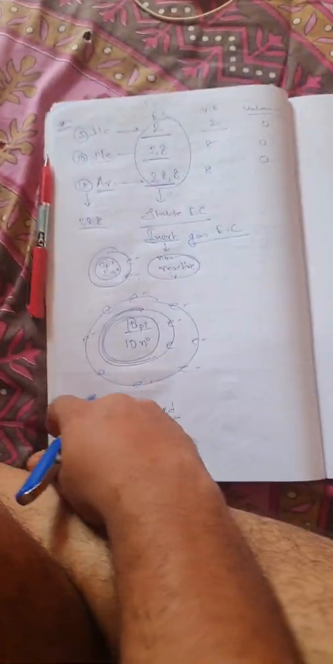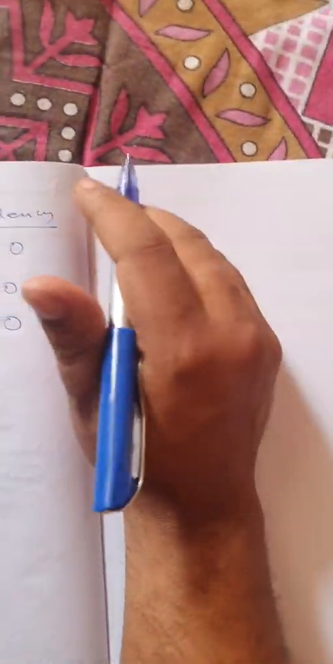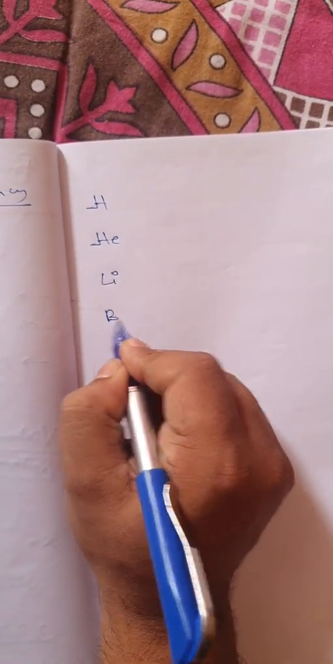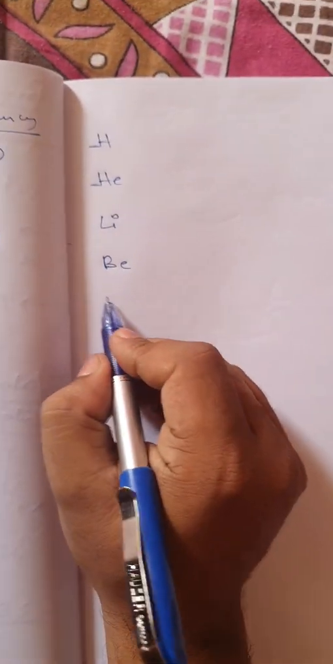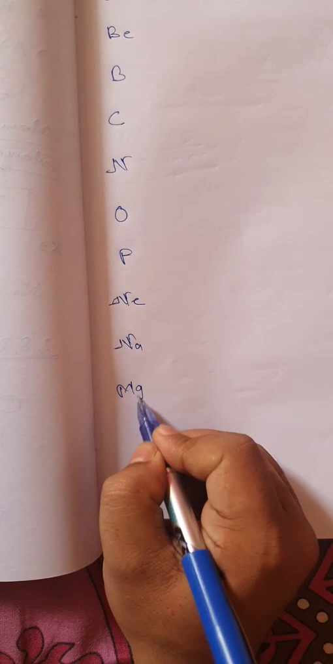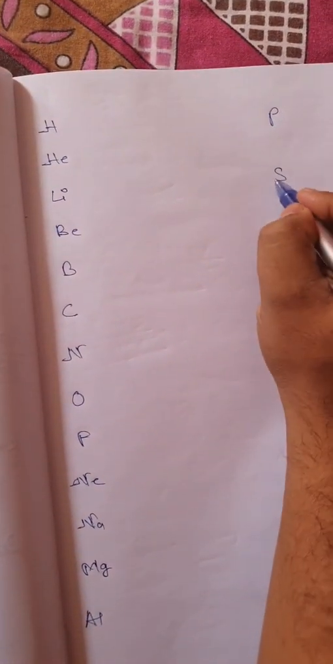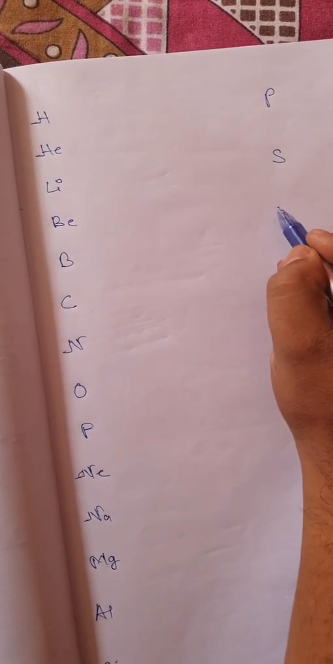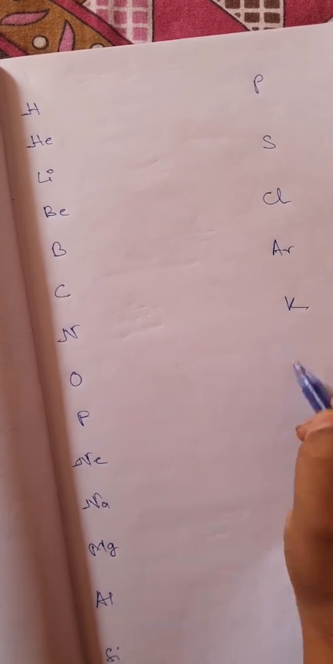I have shown this in the previous video also, and I would like to show you again. So if I take hydrogen, then helium, then lithium, then beryllium, then boron, then carbon, then nitrogen, then oxygen, then fluorine, then neon, then sodium, magnesium, aluminum, silicon, phosphorus, sulfur, chlorine, argon, potassium, and calcium.